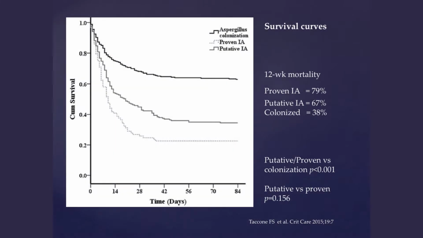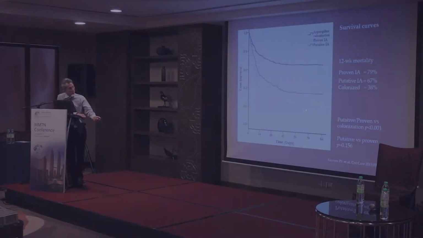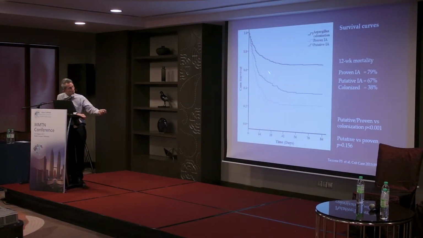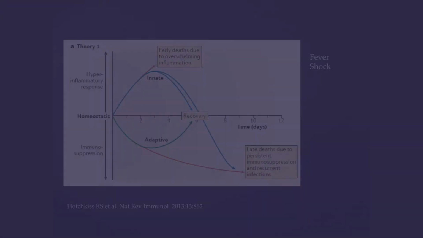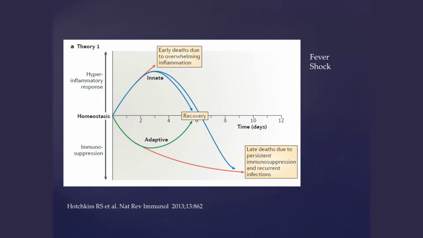Now this curve just shows you that although they may have rather arbitrarily created their definitions, actually it seems that their way of classification is probably right, because those with proven Aspergillus, of course, did very poorly. Survival was very poor, and the putative arm did intermediate between those who are merely colonized and those with proven disease. So what actually was happening? So this is the basic science that underlies this risk.